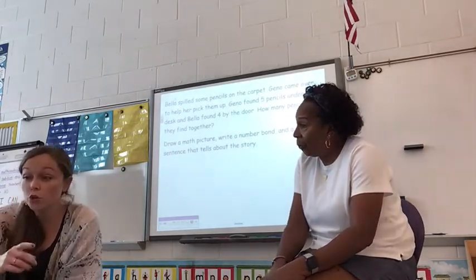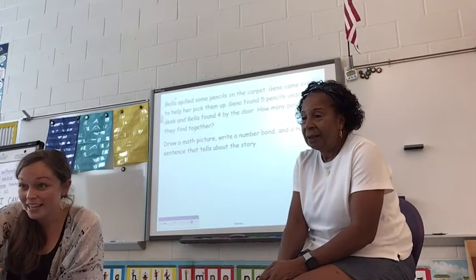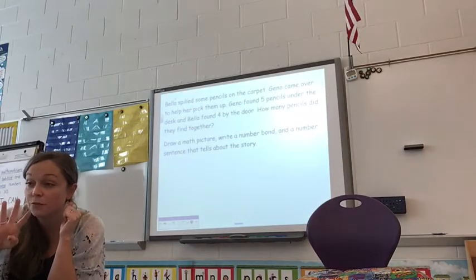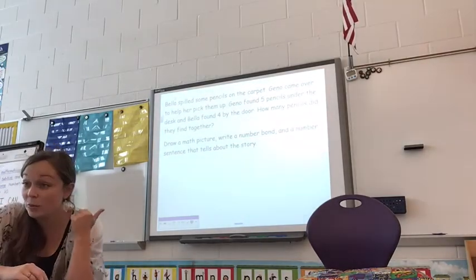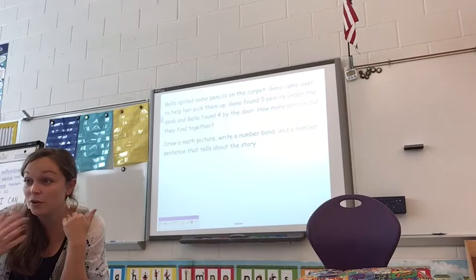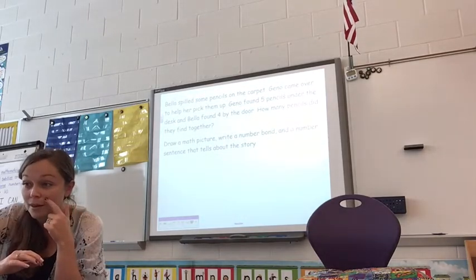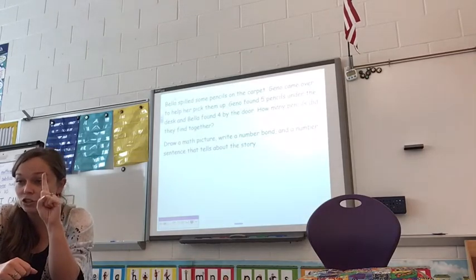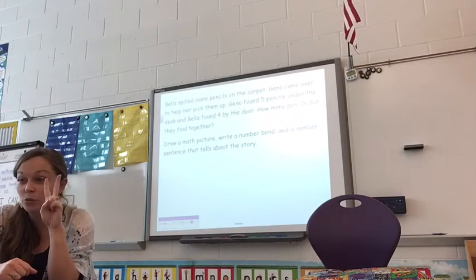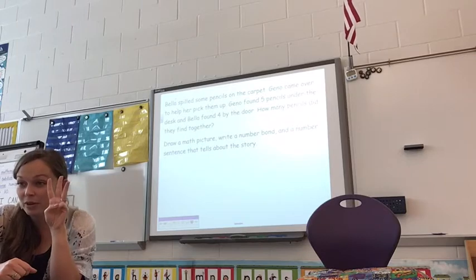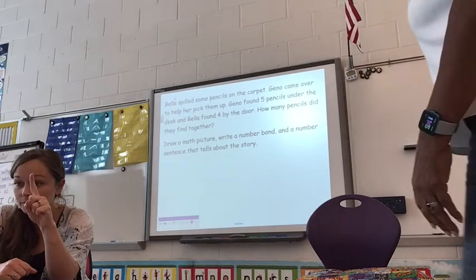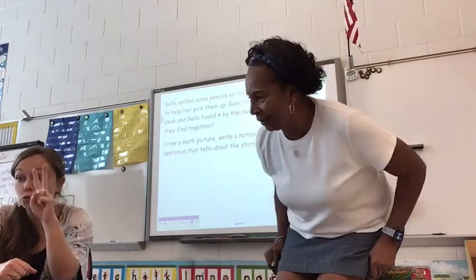Okay, so you heard in the story that some friends found pencils, 5, and some other friends found pencils, 4. But what happened in the story was they dropped them all over the carpet before they could pick them up. So we're going to make sure that we use that information when we do the next step, because step 1 is to read, and then step 2 is to draw, and step 3 is to write. I want you to say read. I don't see any mouths moving. There we go. Draw.